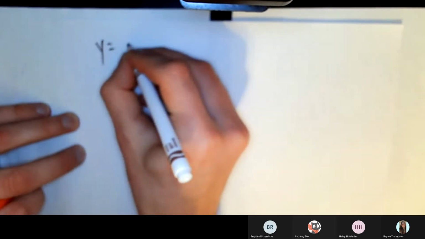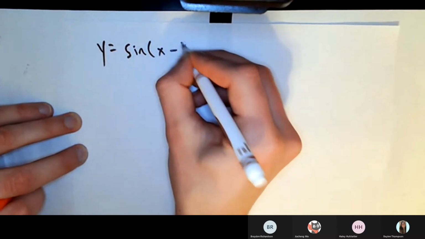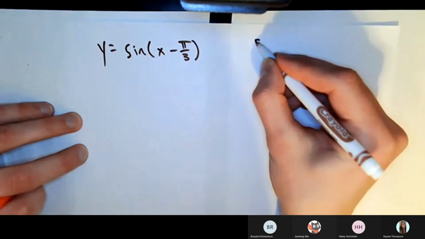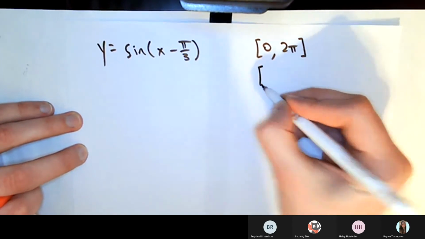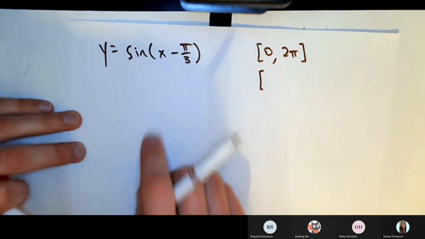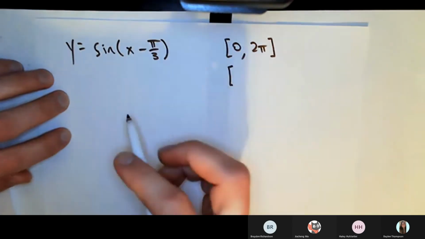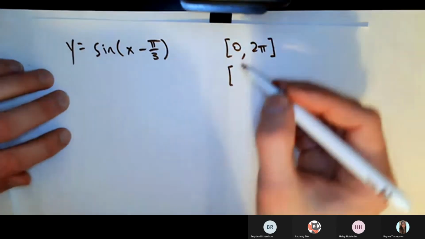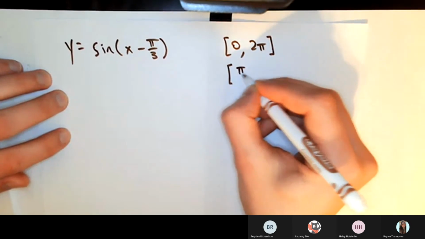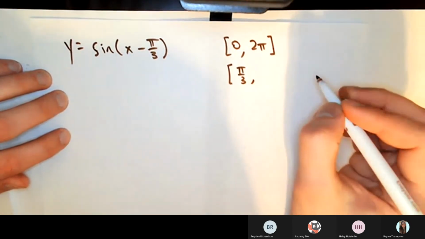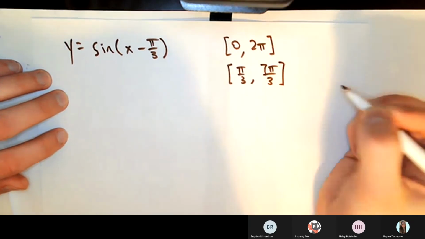Y equals sine of x minus pi on 3. So instead of ranging from 0 to 2 pi for a period, I'm shifting right by pi on 3. In other words, I'm shifting the whole graph right, I'm adding pi on 3 to those input values. So that's going to be ranging from pi on 3 to 2 pi plus pi on 3, which is 7 pi on 3. There we go.